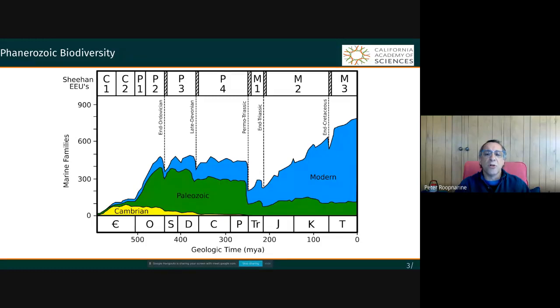So, for example, in the vertical lines here, you'll see names like the End-Ordovician, the Late Devonian, the Permo-Triassic. These are the big five mass extinctions when we had very geologically rapid, dramatic decreases in diversity. One of the things to note here, though, is that we've divided up this curve into three colors, the modern, the Paleozoic, and the Cambrian.